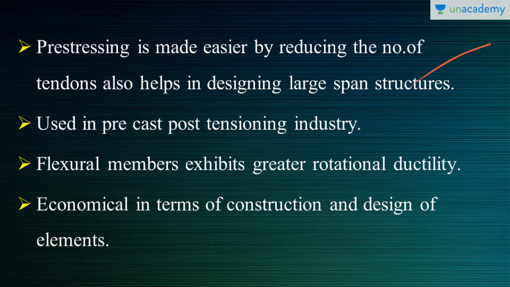Now next, this is also used in the post-tensioning industry. Just like in pre-stress, the post-tensioning industry can also reduce the number of tendons. Here also the number of tendons is the key factor. The number of tendons is less, and the size of tendons can be low also. I mean the number of strands can be reduced. That's something that can be done in the precast post-tensioning industry. Not only post-tensioning, the precast industry too depends upon this.